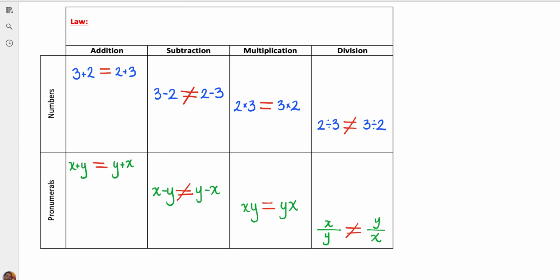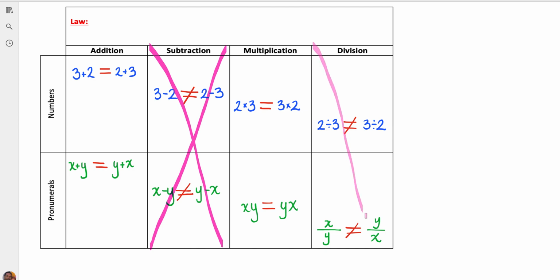So what I'm going to do is take this and highlight across here, just to say that this is not going to be true with subtraction, and it's not going to be true with division. But it is true with addition and multiplication. And the law that I'm talking about is called the commutative law.